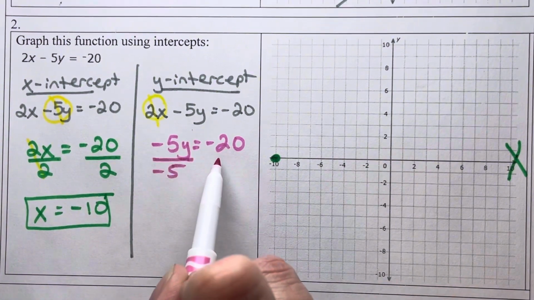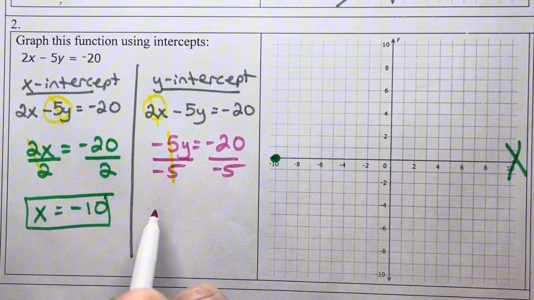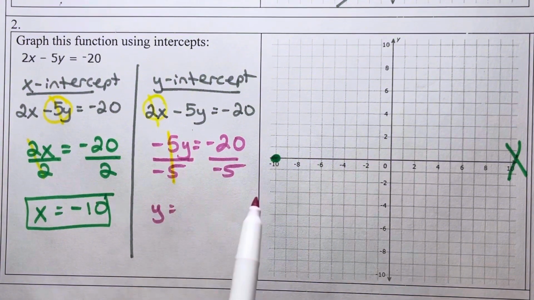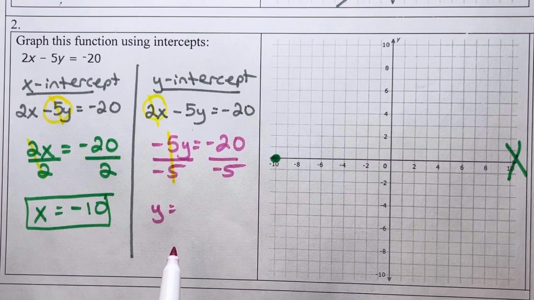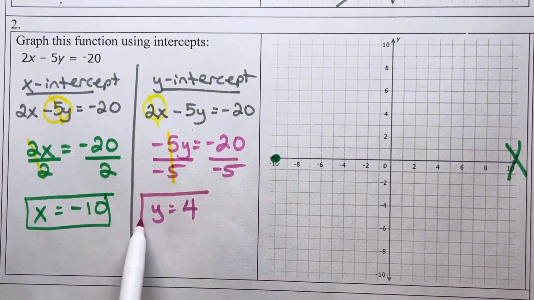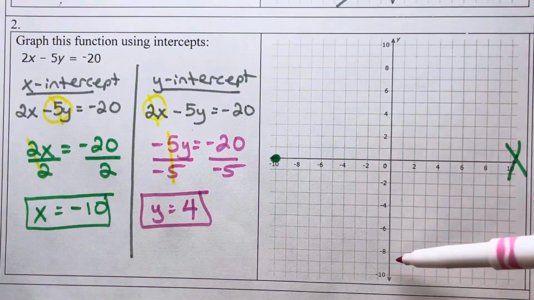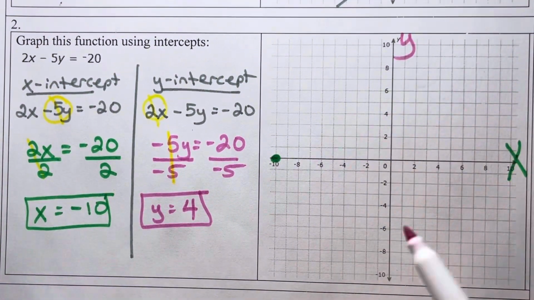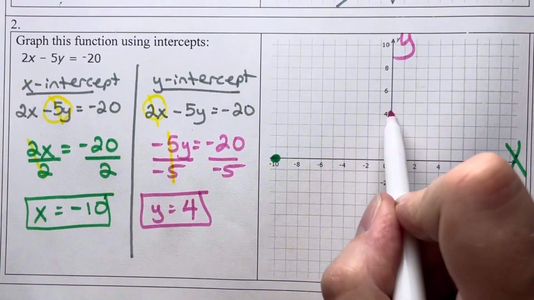And it is necessary because I have a coefficient in front of my y. When I divide, that means I have negative 20 divided by negative 5. A negative divided by a negative is a positive. 20 divided by 5 is 4. All right, on my y vertical axis, now labeled, I'm looking for the intercept of 4, and here it is.